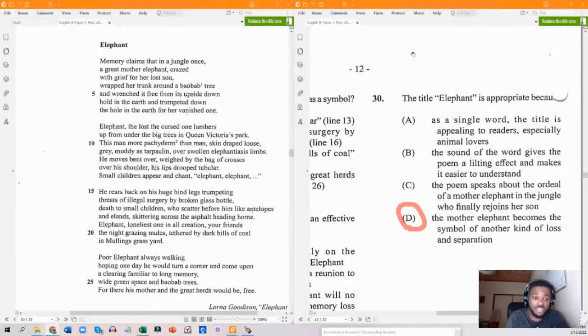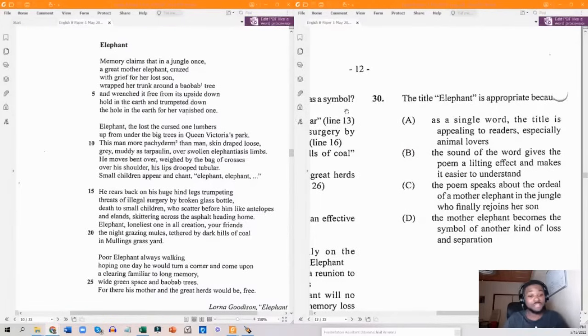Let's look at how ridiculous the other options are. As a single word, the title is appealing to readers, especially animal lovers. Nonsense. This title is not appealing to me. The sound of the word gives the poem a lilting effect, which makes it easier to understand? Come on, total madness. The poem speaks about the ordeal of a mother elephant in the jungle who finally does not rejoin her son. So it has to be D.